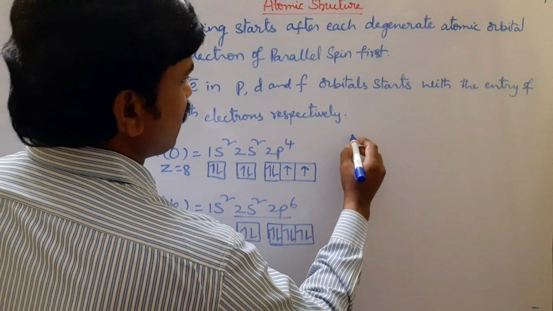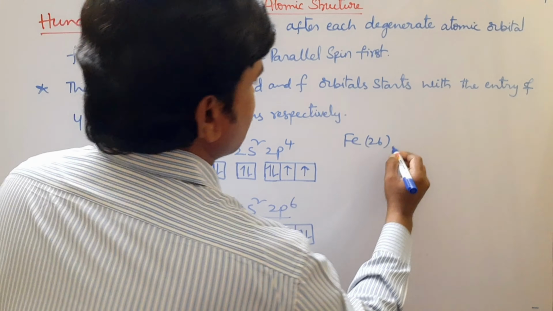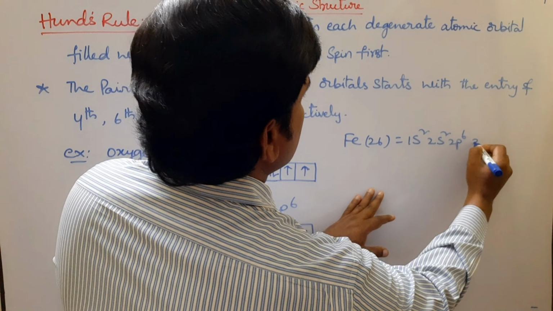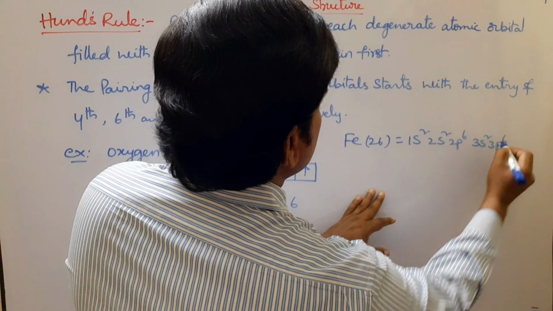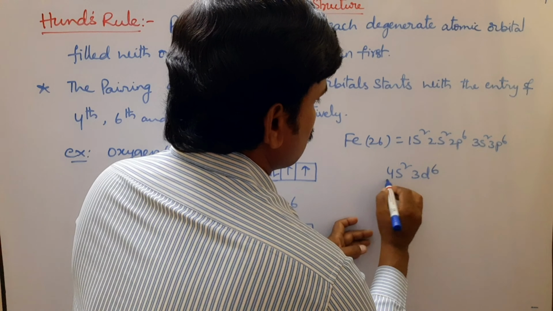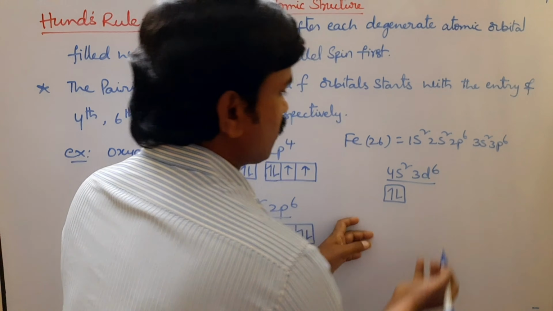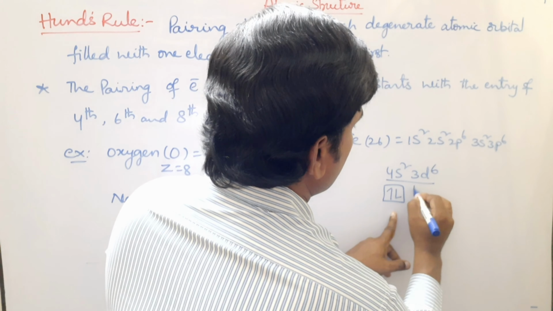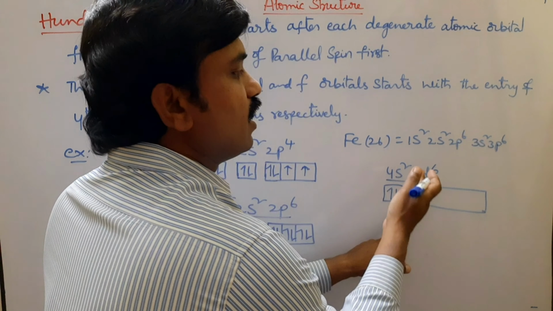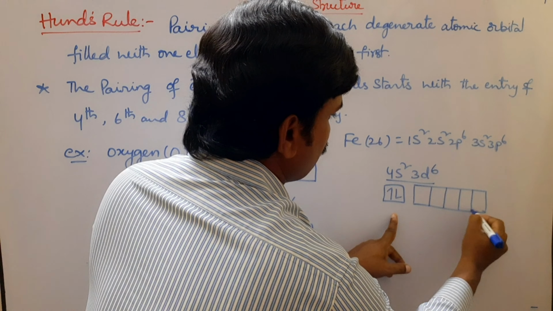Now look at the case of d orbitals: iron, atomic number 26. Its electronic configuration is 1s2, 2s2, 2p6, 3s2, 3p6, 4s2 and 3d6. This is the valence electronic configuration of iron. In the 4s level, 2 electrons are there, 1 electron upward direction, the second electron downward direction. In the case of 3d6, the d orbitals can hold a maximum of 10 electrons, but in iron, d has 6 electrons. So it has 5 degenerate orbitals, 1, 2, 3, 4, 5.